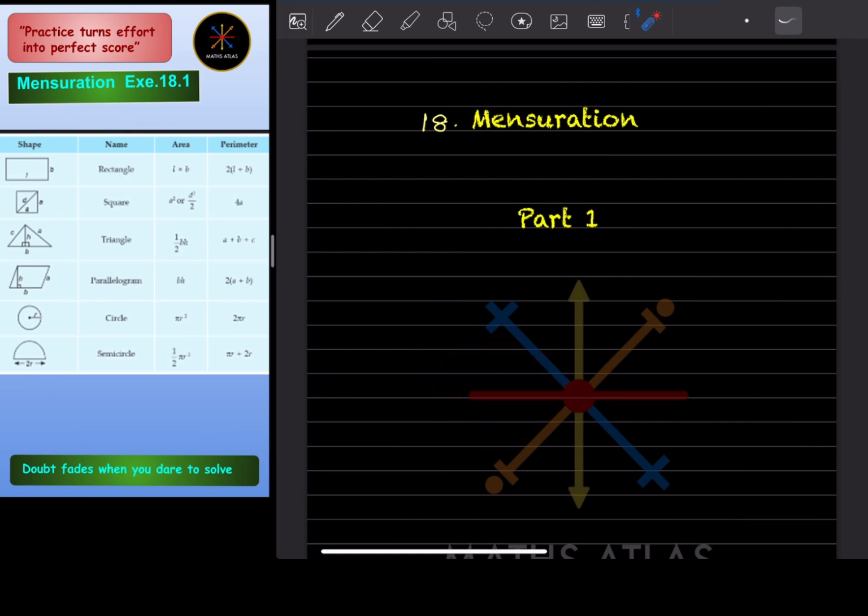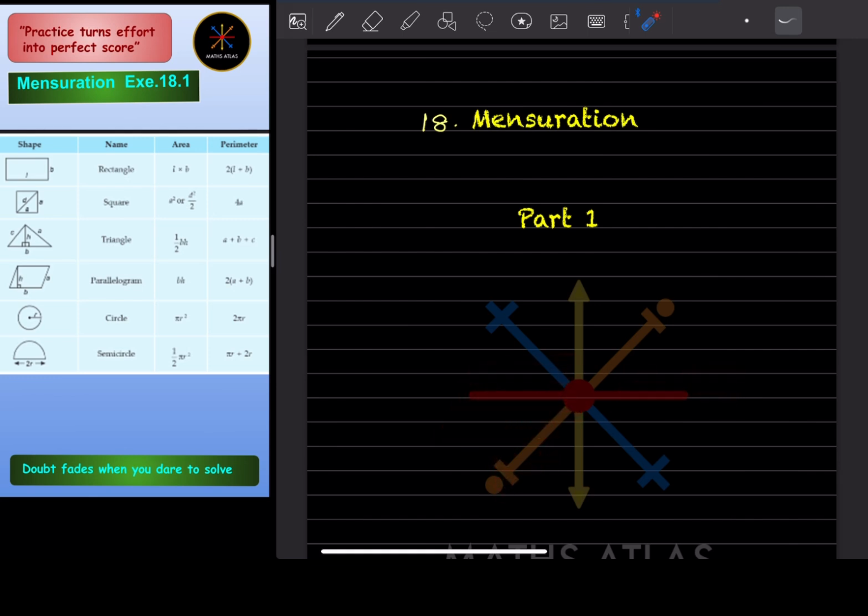Then the parallelogram. This is the parallelogram and this is the height of it. So this is A and this is B. The area will be the base into this height. And for that, the perimeter is going to be twice into A plus B.